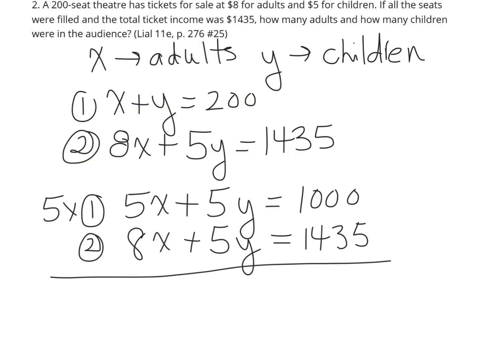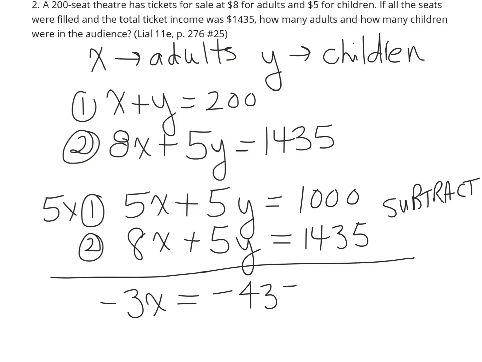Then in order to eliminate the y variable, again, I'm going to subtract. So I will have 5x minus 8x, so that's going to give me negative 3x. I have 5y minus 5y, so that will give me no y variables left. And I have 1,000 minus 1,435, so I'll have negative 435.